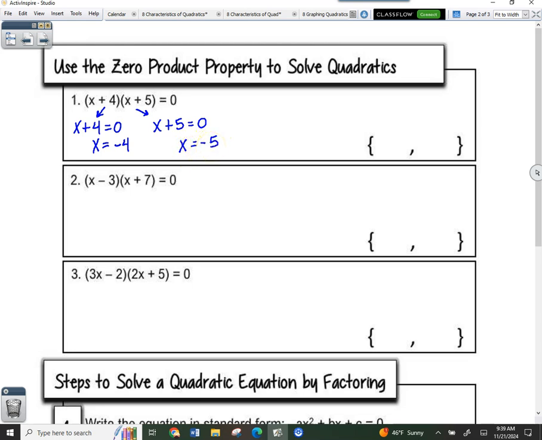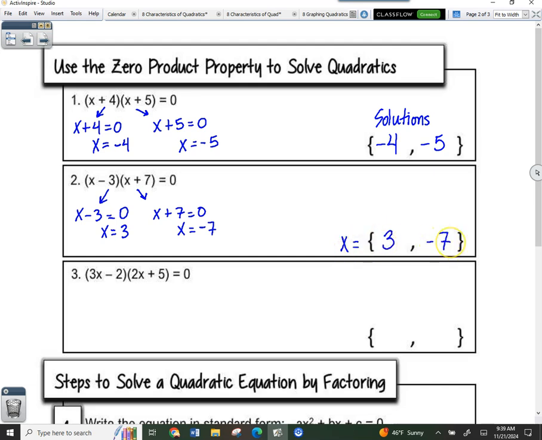Now, notice these are squigglies. So my solutions to this equation are negative 4 and negative 5. These are not parentheses, these are brackets, which means it's x equals. You know what I mean? What do you think on the next one? Positive 3 and negative 7. So x equals positive 3 or negative 7.